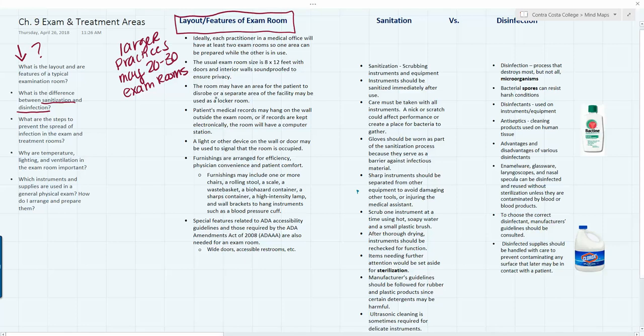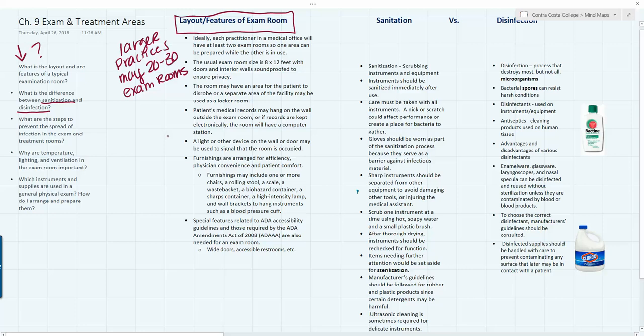The room may also have an area for the patient to disrobe, or it could be a separate area of the facility that may be used as a locker room. Depending on what type of facility it is, if it's a radiology facility, often there's a locker room with a disrobing area. If it's an OBGYN practice, sometimes there's a little disrobing area there. So it just depends, but sometimes there are disrobing areas or locker rooms, sometimes there are not.